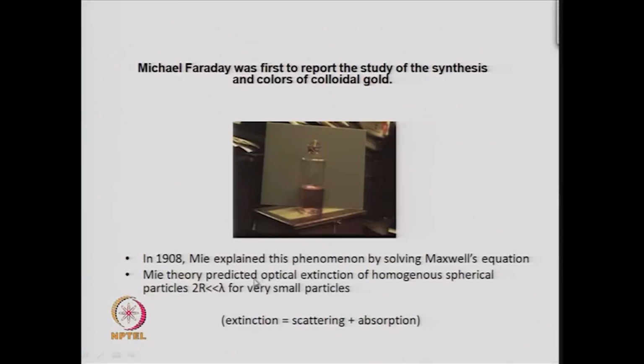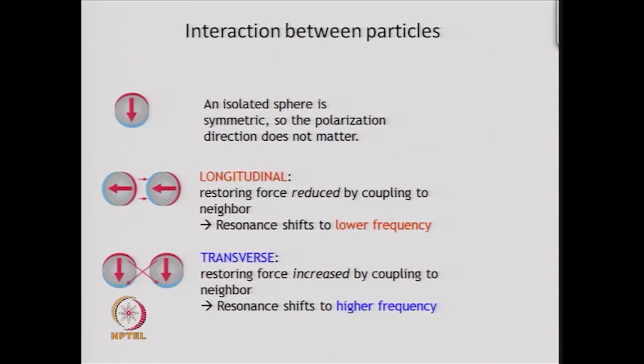So, this is the solution of gold nanoparticles, and the color explained by Mie's theory based on extinction due to scattering and absorption for particles which are much smaller than the wavelength of light. Now, when you have two particles, two metal particles, how will these plasmons interact? Will there be a shift in the surface plasmon band?